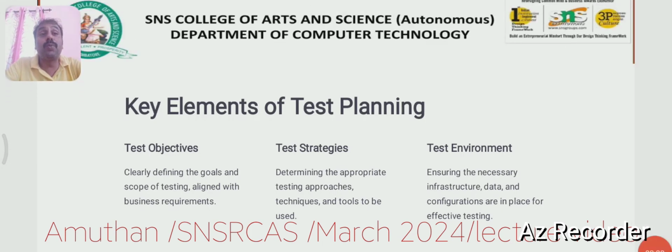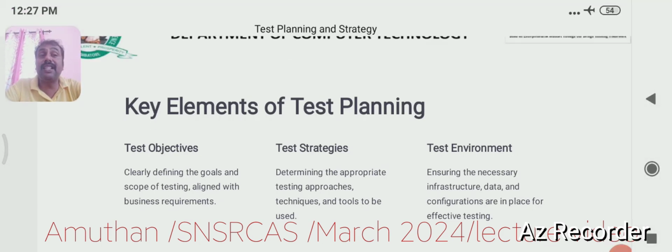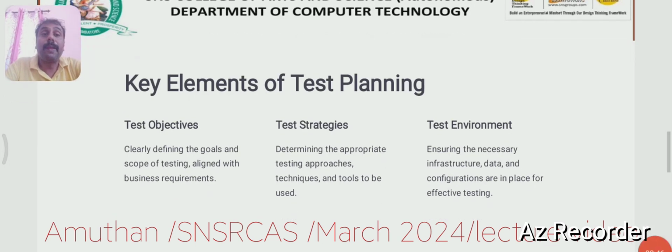What are the tools to be used? The test environment: ensuring the necessary infrastructure, data and configuration are in place for effective testing. So these are the 3 important elements: test objectives, test strategies, test environments.